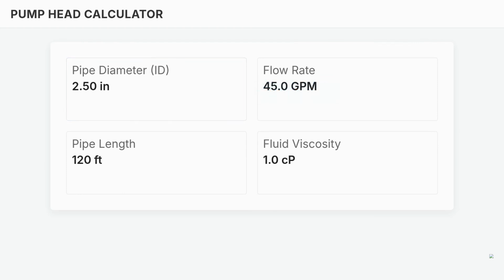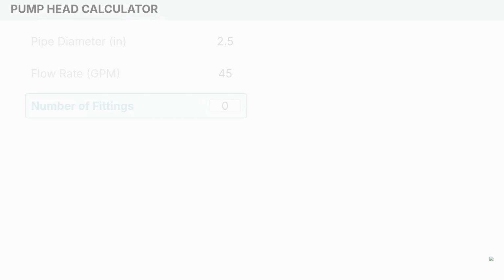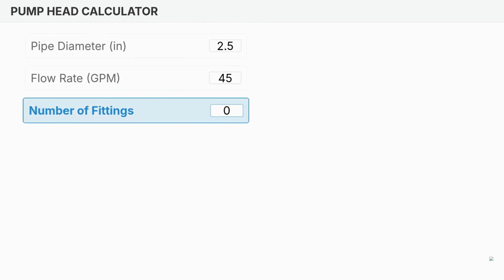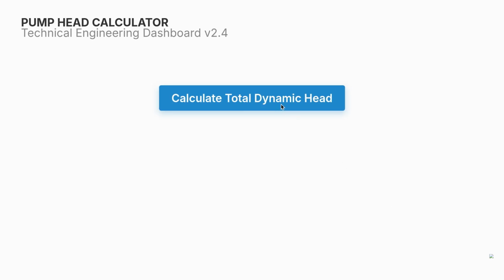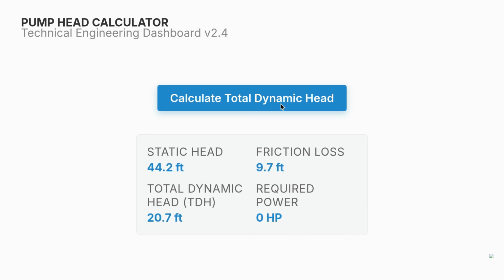Input your flow rate. This is your desired flow rate through the system. Finally, enter the number of fittings, including elbows, valves, and other fittings in your system. This defaults to 0 if you have none. After clicking Calculate Total Dynamic Head, the calculator will display your results.